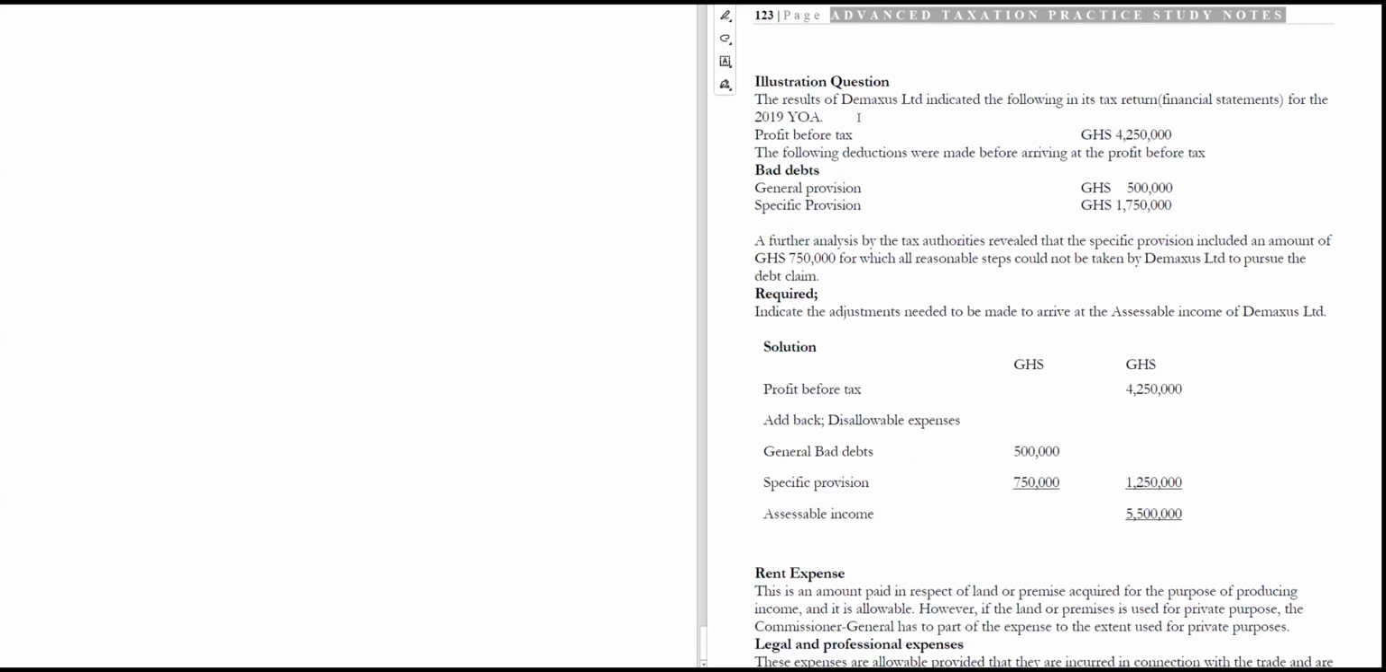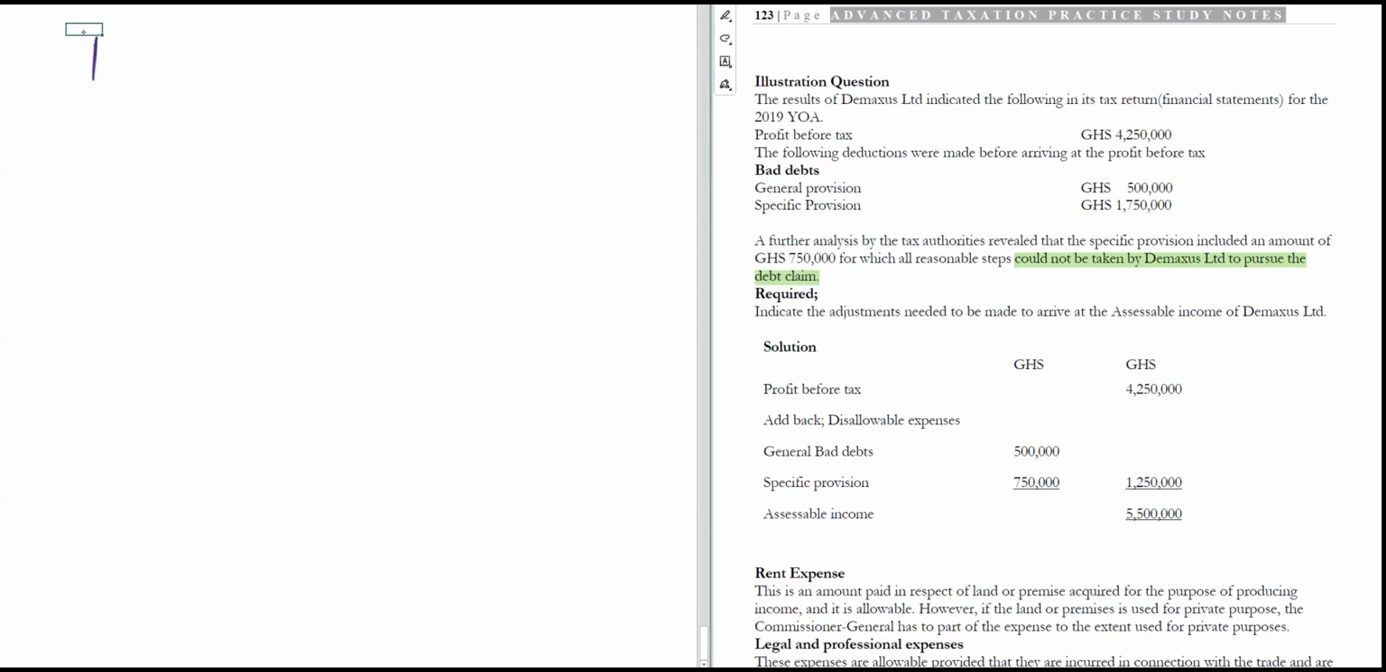Demaxus Limited indicated the following in its tax return or financial statement for the 2019 year of assessment. We have its profit before tax being 4,250,000. And the following deductions were made before arriving at the profit before tax. We have the bad debt: general provision being 500,000 and specific provision being 1,750,000. A further analysis by GRA revealed that the specific provision included an amount of 750 for which all reasonable steps could not be taken by Demaxus to pursue the debt claim. The question is, we should indicate the adjustments needed to arrive at the assessable income of Demaxus. So what are we going to do?